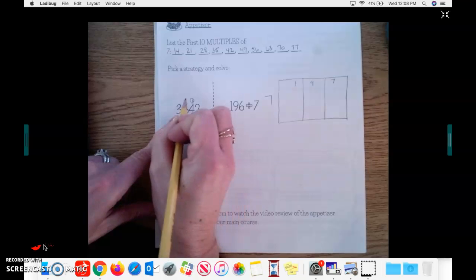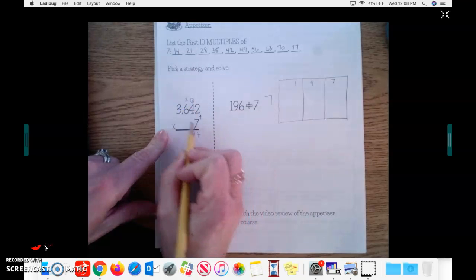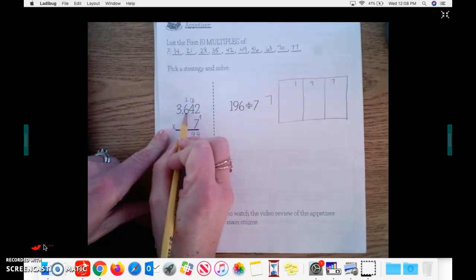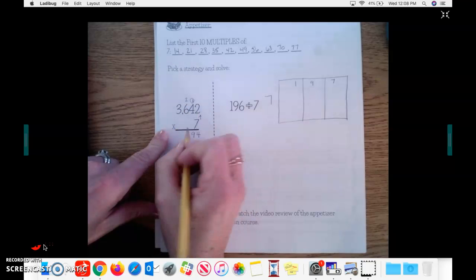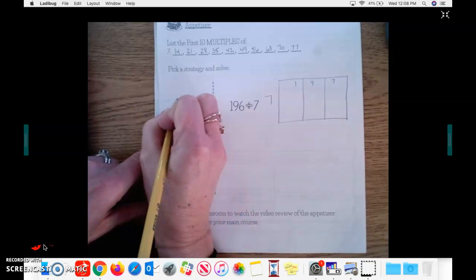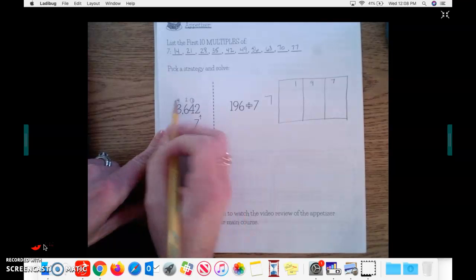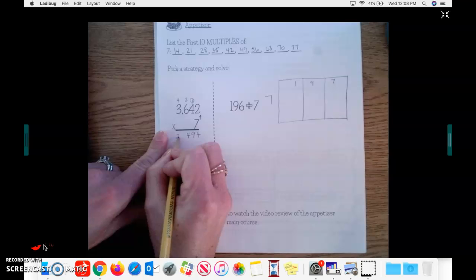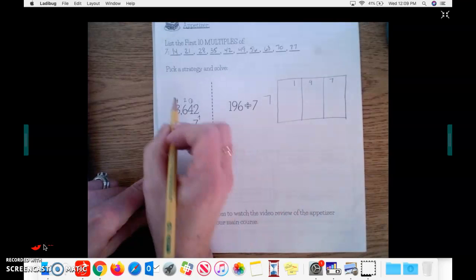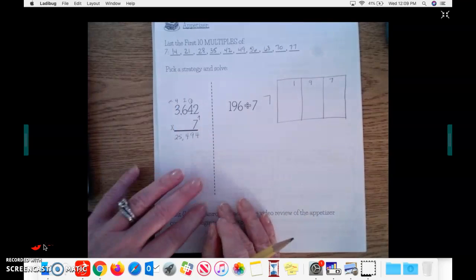The 9 goes down. The 2 goes up. 7 times 6 is 42, plus 2 more is 44. 4 goes down. Other 4 is regrouped. 7 times 3 is 21, plus 4 makes it 25. And that whole entire 25 is going to come down because we have no more neighbors to carry anything to.